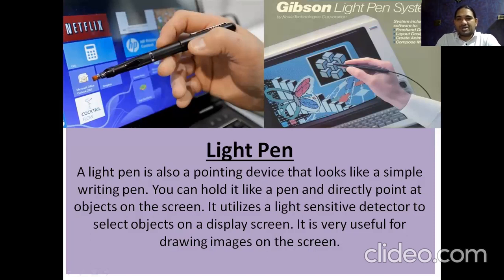Just like the stylus of your smartboard, it has the same feature, but it is a light pen. A sensor is connected with it, and then you can draw or move the image. For this purpose we use the light pen.